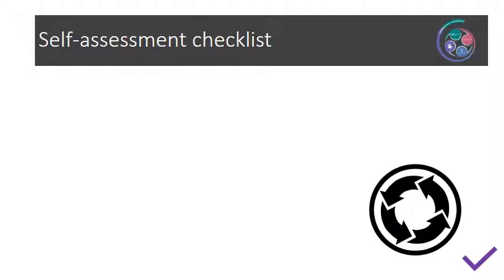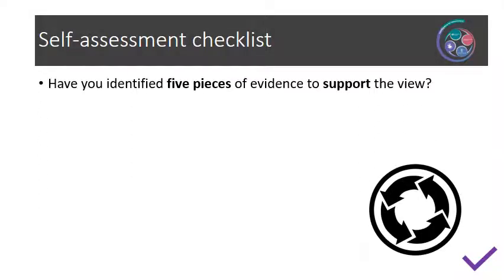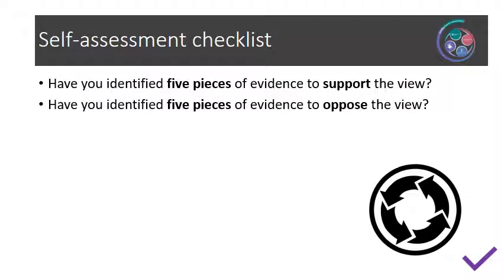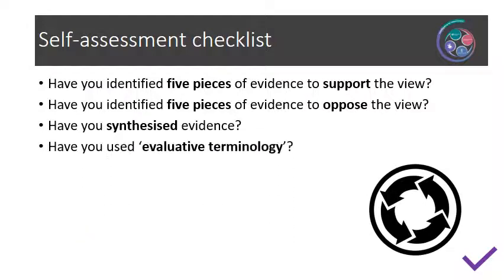And finally, here is a self-assessment checklist for support oppose questions. Ask yourself when you complete any support oppose question, have you identified 5 pieces of evidence to support the view? Have you identified 5 pieces of evidence to oppose the view, for and against? Have you managed to synthesize evidence as far as possible? And have you used evaluative terminology where possible too?